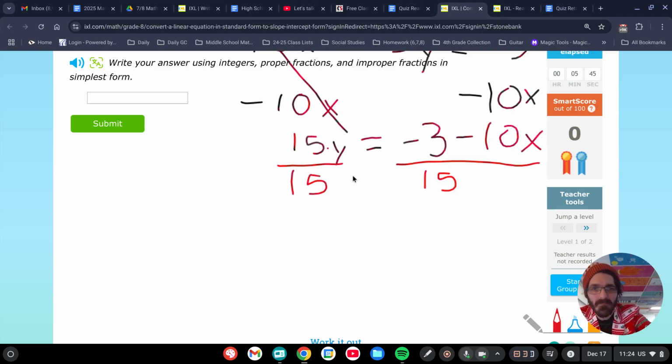Okay. 15 divided by 15 is just 1. 1 times y is just y. So we are headed up the right road here because we're left with y. We're solving for y.